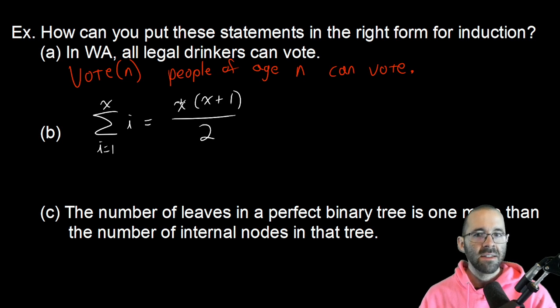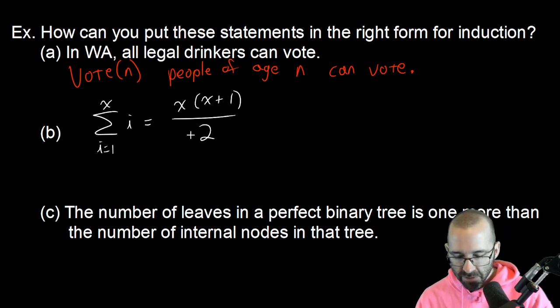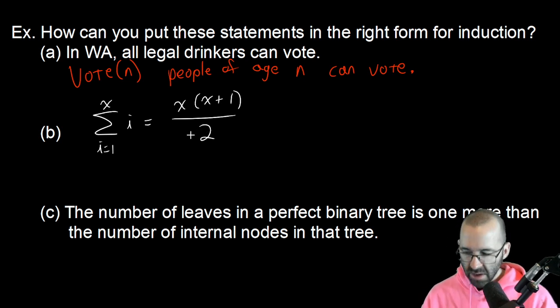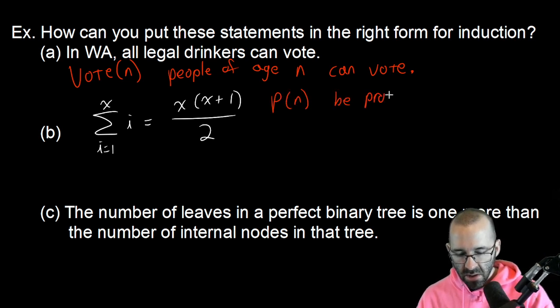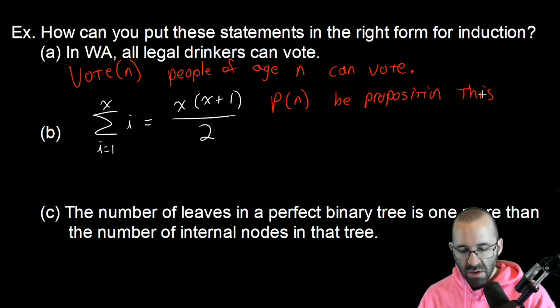And it's just whatever that last number is times the last number plus 1. So if you wanted to add up all the numbers between 1 and 100, for example, that would be x is 100. It would just be 100 times 101 divided by 2. So how would we do this? Well, we could let P of n be the proposition that this is true for x equals that n.